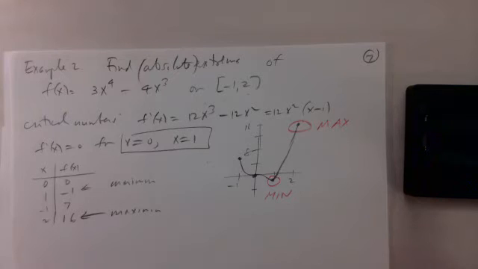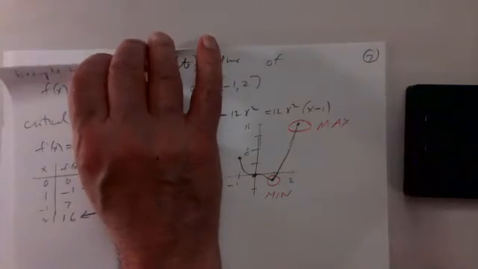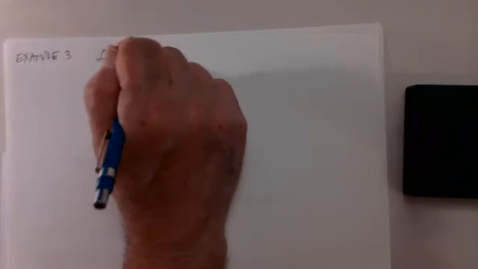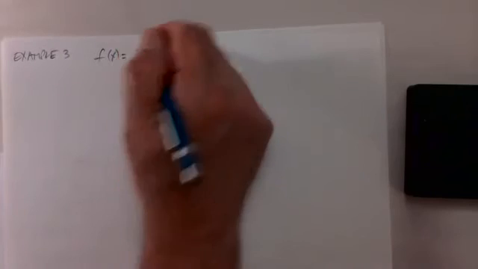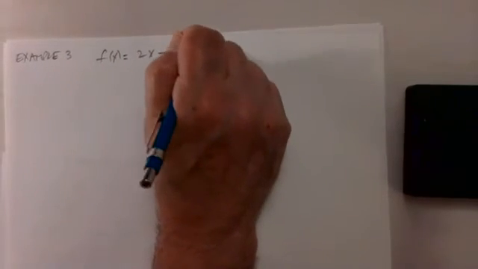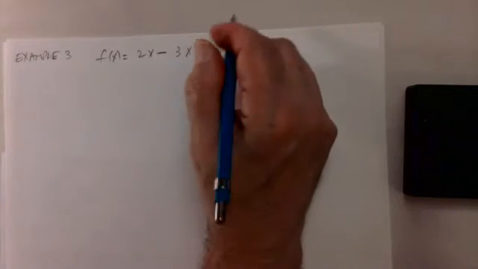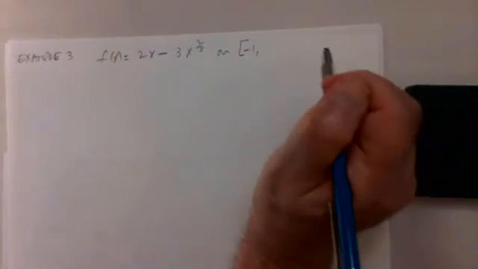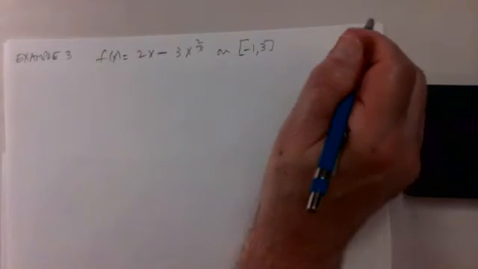Let's look at another example. In the text, this is example 3. We have the function f of x equals 2x minus 3x to the 2/3. And we want to look at this function on the closed interval from -1 to 3.